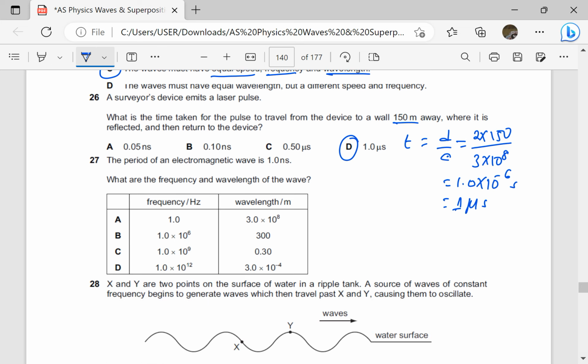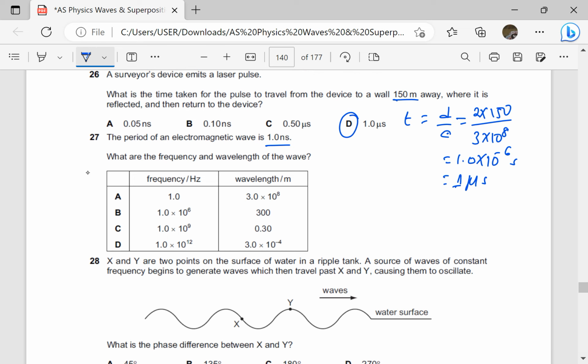The period of an electromagnetic wave is 1 nanosecond. What are the frequency and wavelength of the wave? Since it is electromagnetic, the speed is the speed of light. So it means we know v is equal to lambda times f. v is therefore equal to lambda over T, because f is 1 over T.